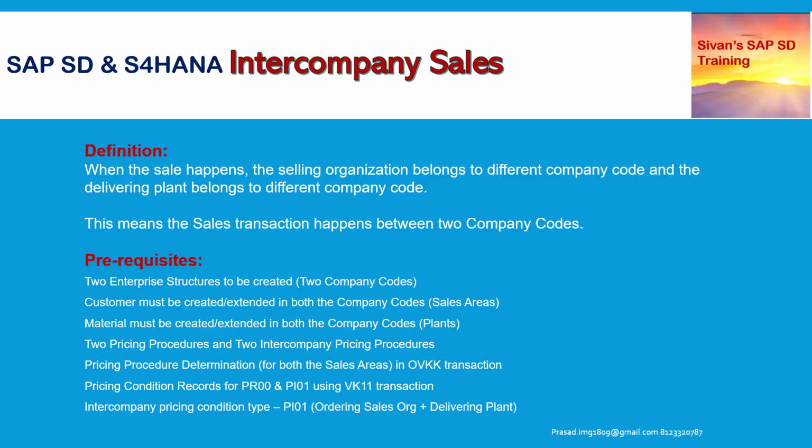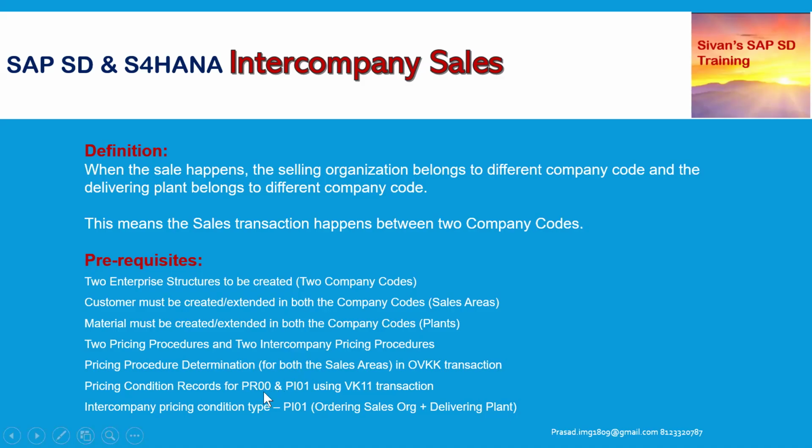And we need to maintain the pricing condition records. Here I have taken the standard pricing condition type ER00. Maybe you may take ALBR or ZR00 or ZR01, whatever it is. But it has to be present in the pricing procedure, and also in the intercompany pricing procedure. Whatever name you give, that should be available in all the pricing procedures. Then only the transaction will become successful.